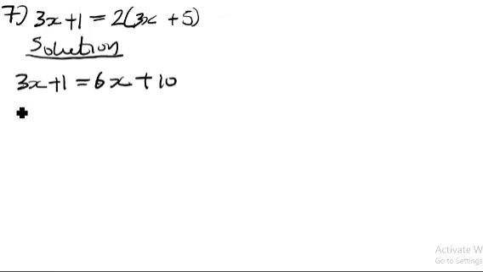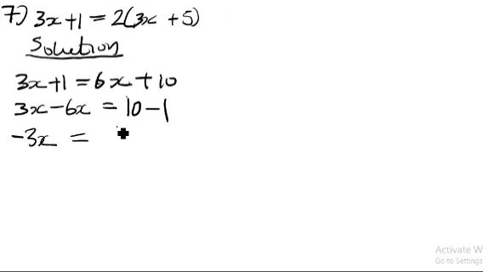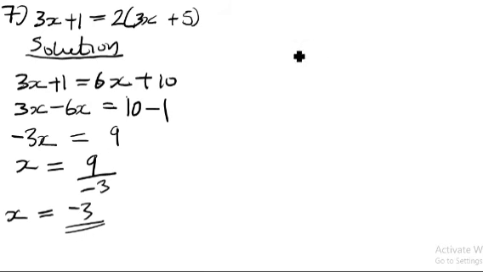I'll have 3x minus 6x equal to 10 minus 1. This will give you minus 3x equal to 9. So x equals 9 over minus 3. So x equals minus 3. That is the a part.